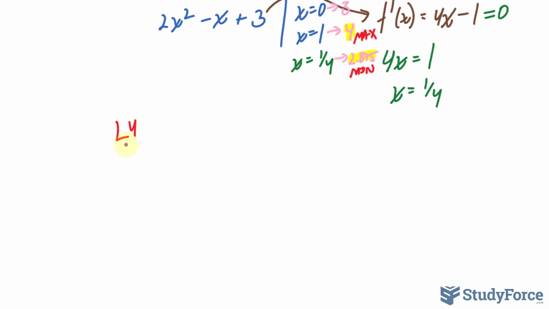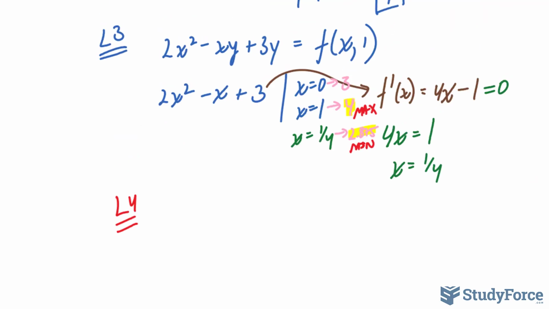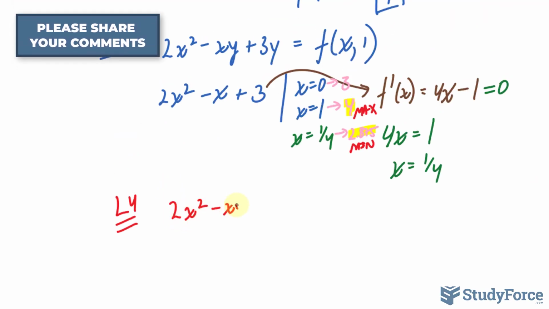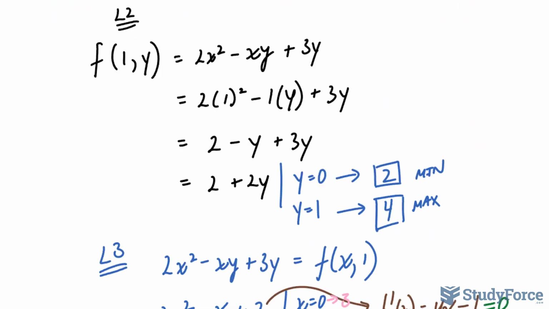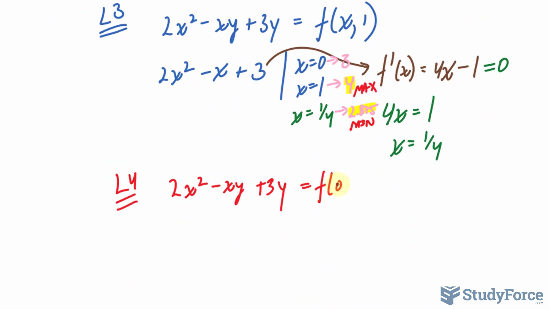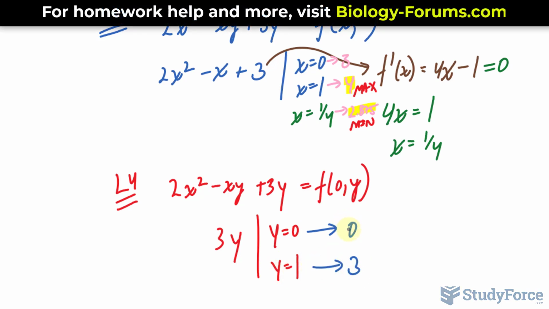Finally, along L4. Remember the function we started with was 2x squared minus xy plus 3y. L4 has an unknown y but a known x. The x is at 0 and the y is unknown. Let's substitute 0 into here. That becomes nothing, that becomes nothing, and this becomes 3y. We need to now substitute y is equal to 0 and y is equal to 1. Substituting y is equal to 0 gives you 0, and substituting 1 gives you 3. That's your min, and that's your max.